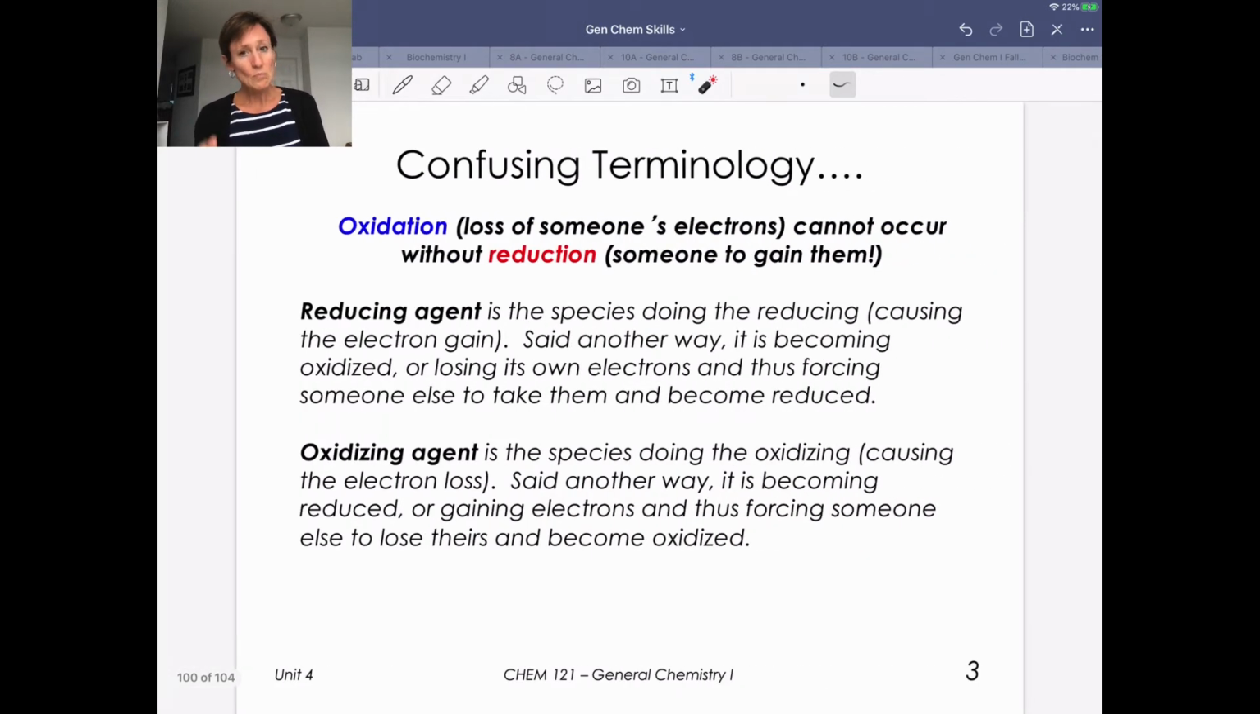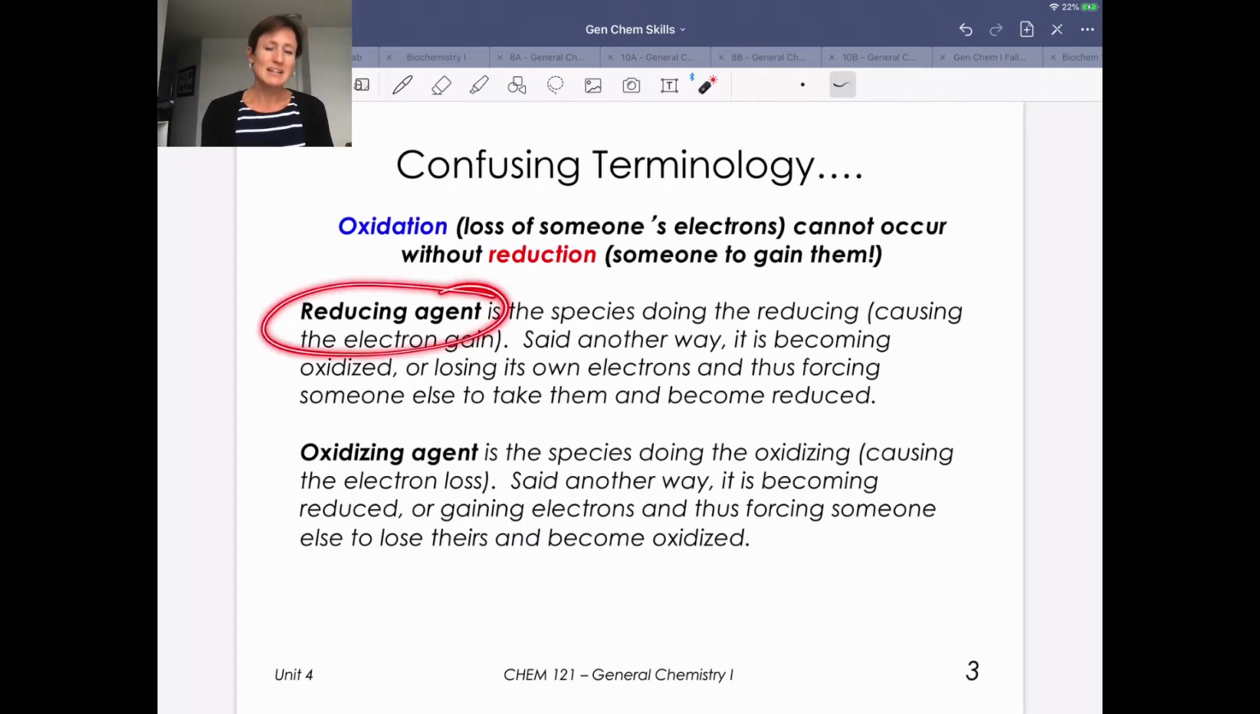Some terminology can be confusing, but you want to make sure that you understand it well because lots of the multiple choice questions or some of the simple skill questions might involve asking who's oxidized, who's reduced, who's the oxidizing agent, who's the reducing agent. Again, oxidation reactions are not going to occur. Somebody's not going to lose electrons unless there's somebody there to gain them, somebody to be reduced. That's why we call these oxidation-reduction reactions, that word together. Sometimes they're referred to as redox reactions. One doesn't happen without the other.